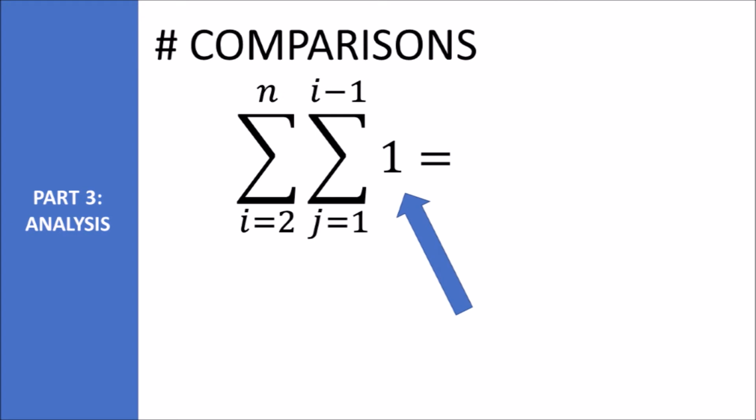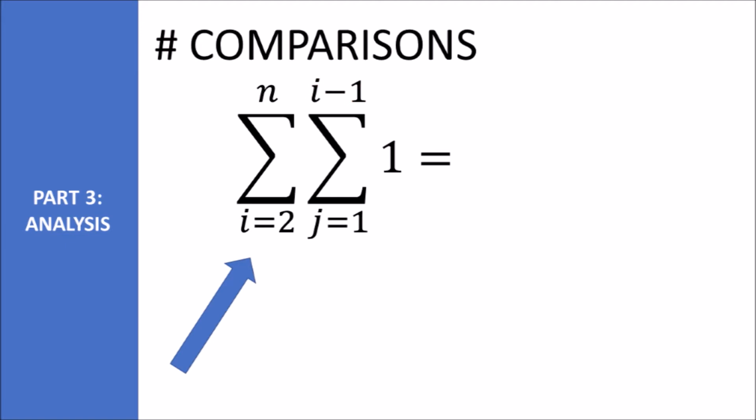Now let's calculate the number of comparisons. We perform one single comparison inside the inner loop. We iterate through the inner loop. We start at iteration 1. We end at iteration i-1. This results in this summation where we add one comparison for each iteration from j equals 1 to j equals i-1. We then iterate through the outer loop.